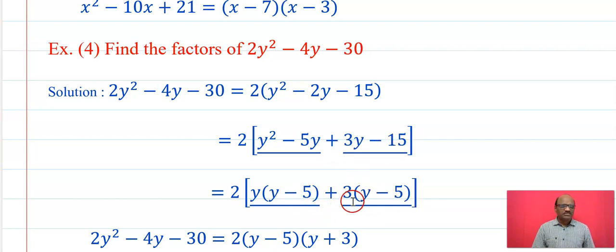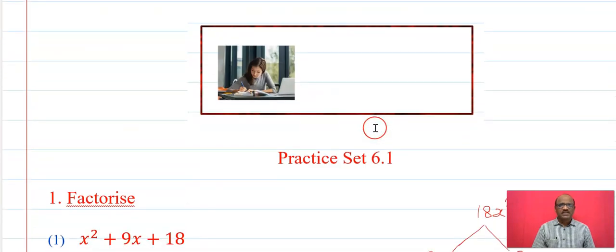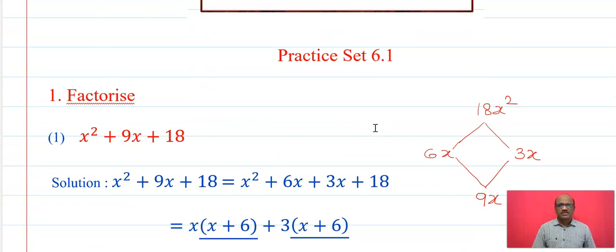Therefore here is the y minus 5 and y minus 5. Take y minus 5 as a common. Again, what is the remaining in bracket? Y plus 3. And that's why the 2y square minus 4y minus 30, the factors are 2 in bracket y minus 5 into y plus 3. Now we start the practice set 6.1.